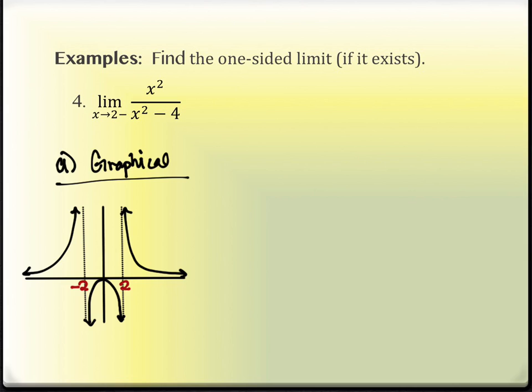What does this say that we're supposed to be doing here? Approaching the value of 2, which means everything on this negative side of the graph is not what we're looking at, correct? And the little negative after the 2 means from the left. So the part of the graph that this is referring to is this portion of the graph.